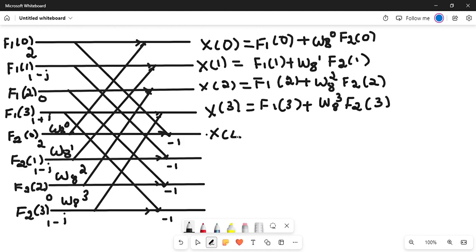This is x of 4, x of 5, x of 6 and x of 7. It is the opposite of x of 0, 1, 2, 3, right?